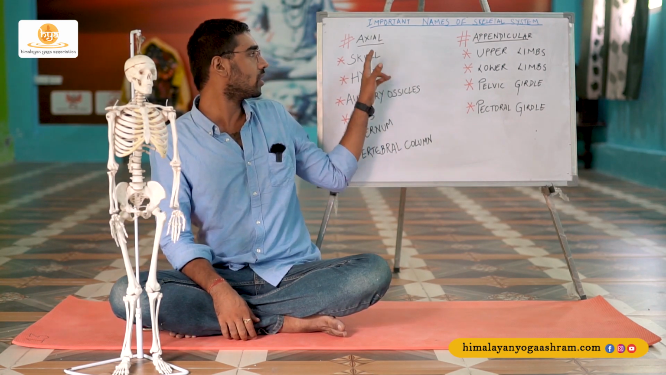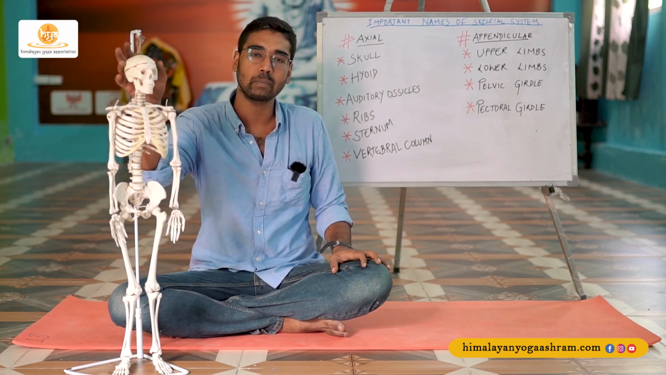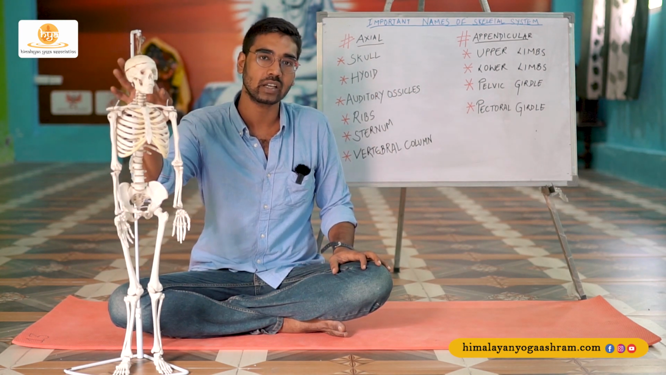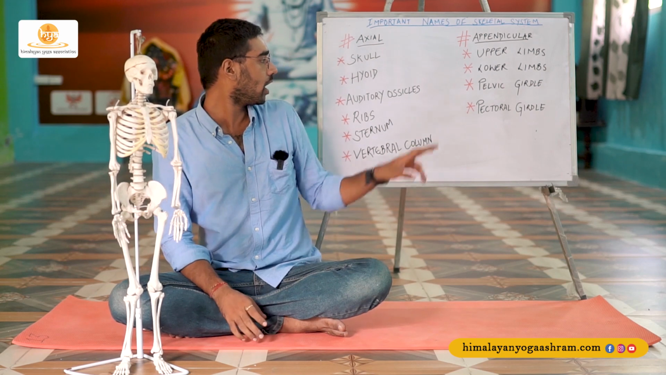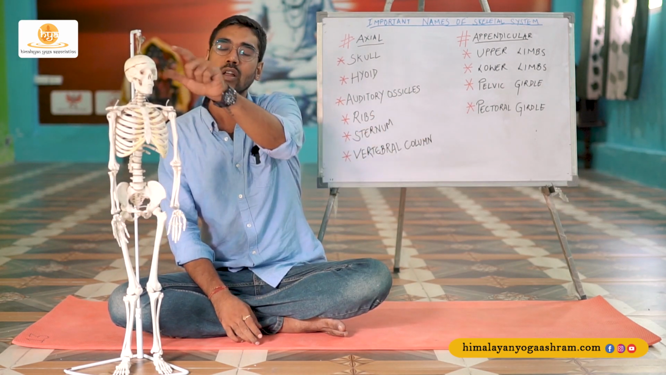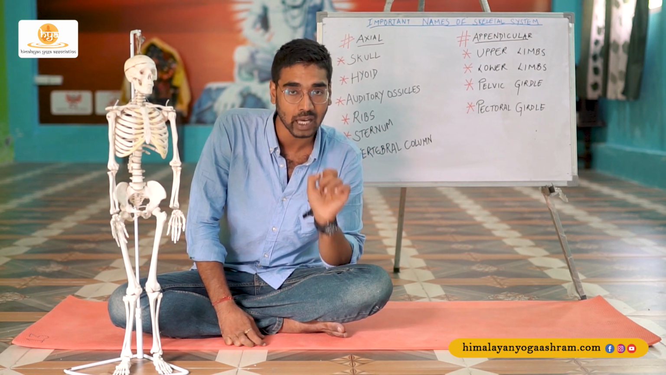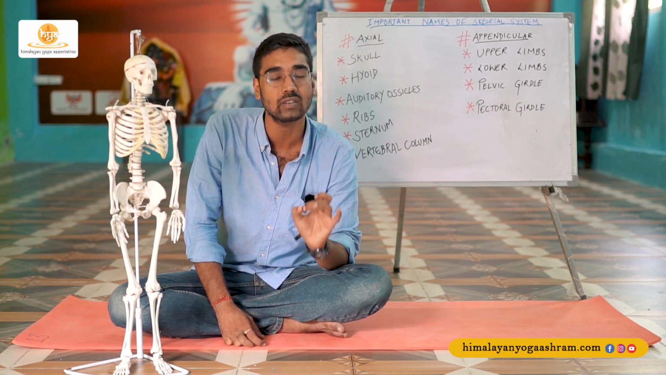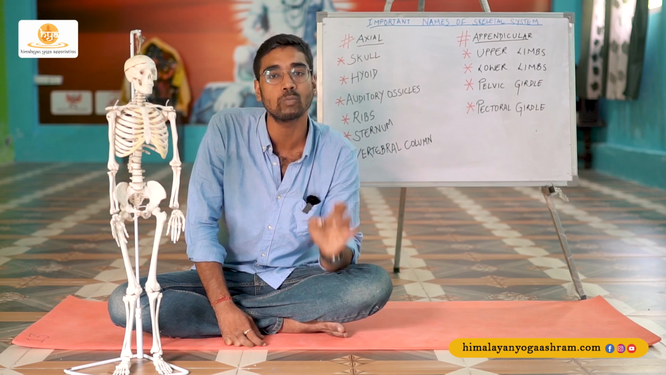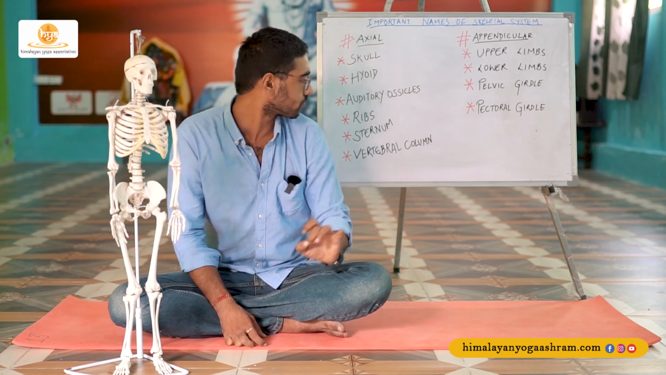All of these bones, the skull and the hyoid, are a part of the entire cranial cavity, the cranial bones, as well as the auditory ossicles. Auditory ossicles, fun fact, are these three bones, the malleus, the incus, and the stapes. These are also the smallest bones present in the human body.